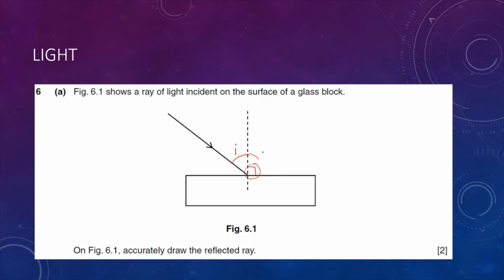After you measure the other angle, you can draw the reflected ray. And this angle is the angle of reflection, equal to the angle of incidence. So the violet line here is the reflected ray.